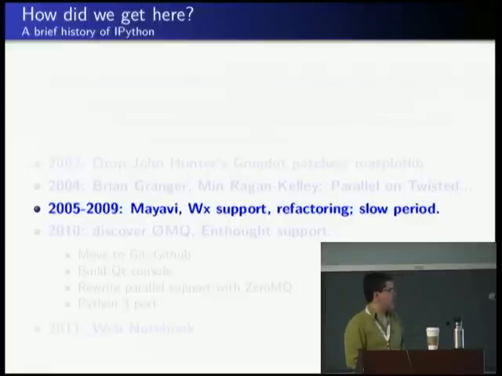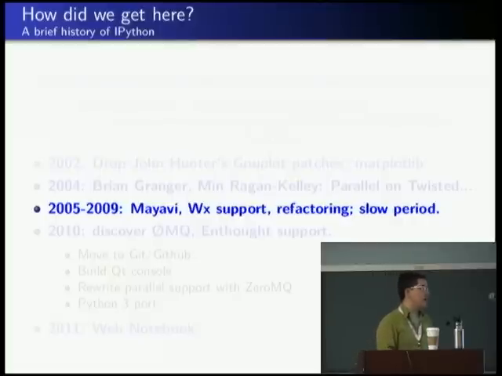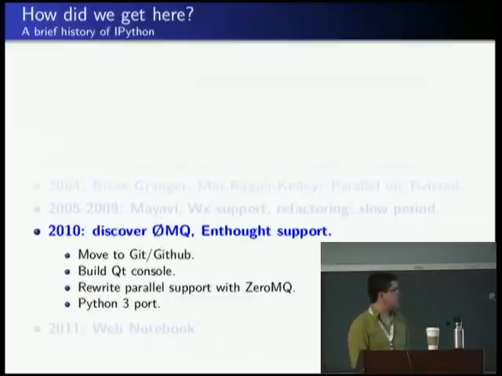Then between 2005 and 2009, we had sort of a slower period, with a few new features coming in, not too much major work done. We did a lot of thinking on many problems, though. And towards the end, we did a very large refactoring of the project that turned out to be very important, because in 2010, we discovered the 0MQ library, and it looked like exactly what we were looking for.